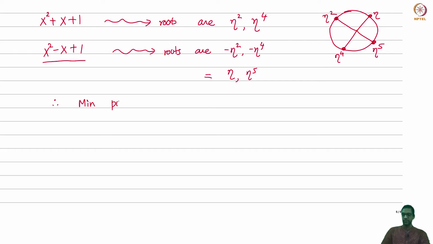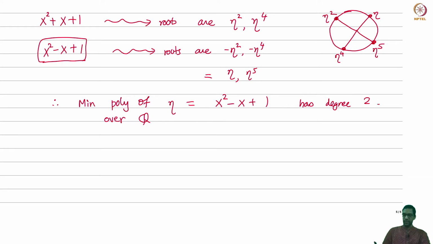So observe that eta satisfies this polynomial, x square minus x plus 1 is 0. So this is a minimal polynomial over Q. Okay, and it's easy to see it's irreducible, right? You can't factor it any further, just because the roots are not rational numbers. Okay, so therefore this has degree 2.